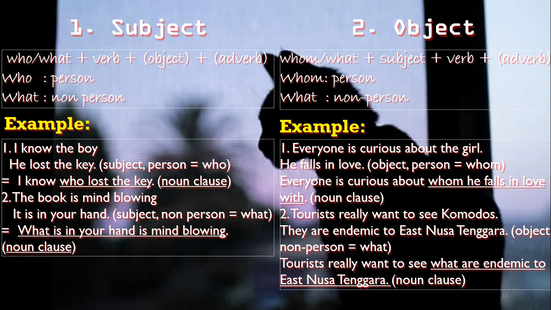And then the second type is for the object. Its formula is whom or what plus subject plus verb and adverb. Whom is for person and what is for non-person. Example, everyone is curious about the girl, he falls in love with her. If we merge these two sentences, it will be everyone is curious about whom he falls in love with. Okay, next.